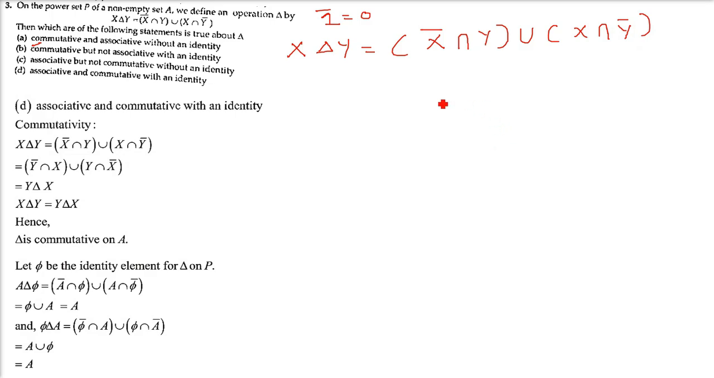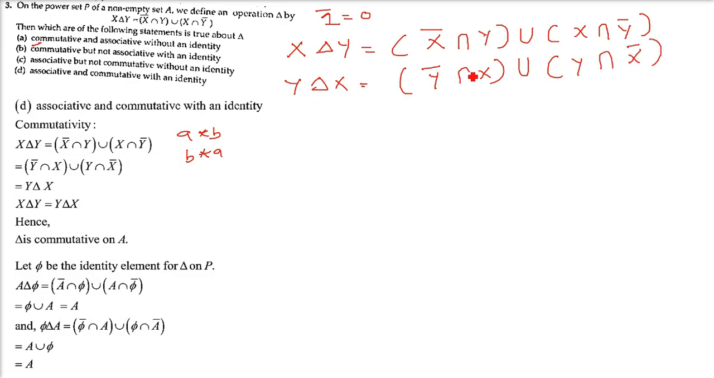Okay. So we have to write X triangle Y, and if it is equal to Y triangle X, that is, if X and Y operated and Y and X operated are similar, then we can say that it is commutative. That is, A star B, if it is equal to B star A, then it is commutative. So what is Y triangle X? Just replace X by Y. So Y bar intersection X union, now just put X as Y and Y as X, so Y intersection X bar.